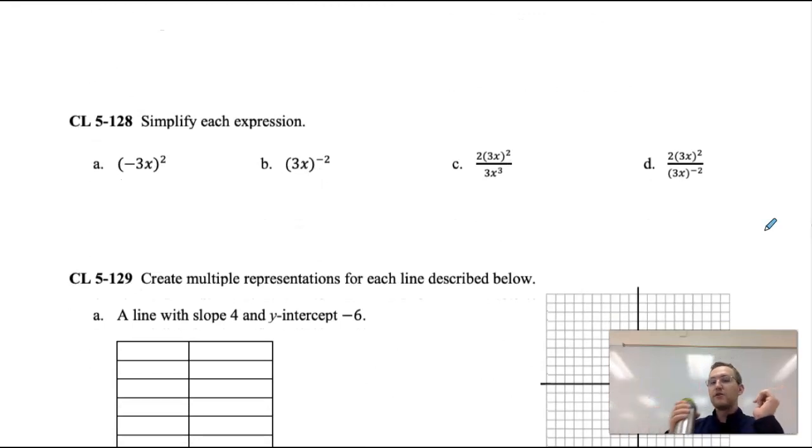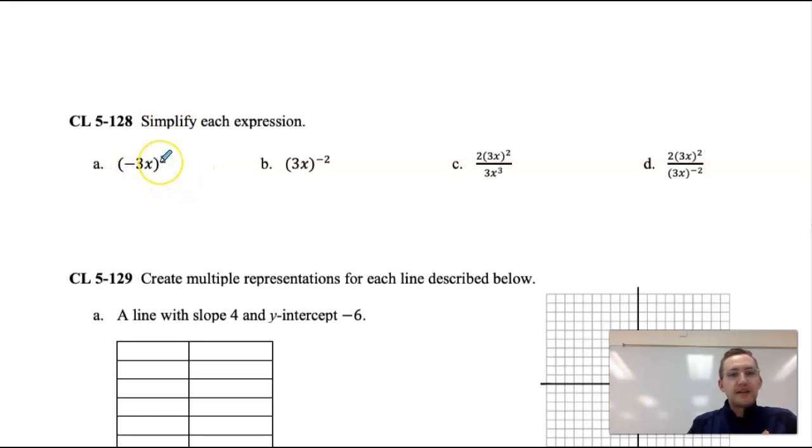Again, do a little bit of review with our exponent rules. Let's do some exponent rules and simplify these expressions. So let's start with A. With A, we've got the quantity of negative 3x all squared.